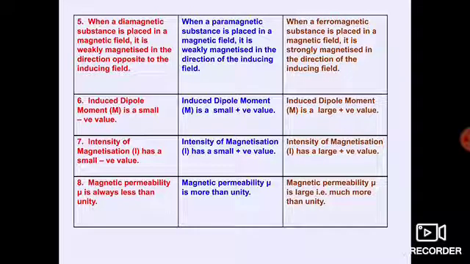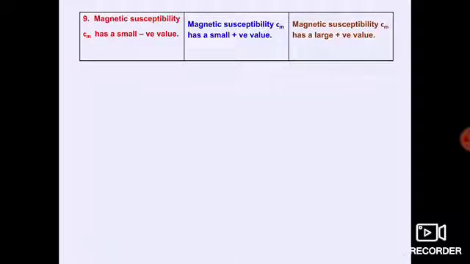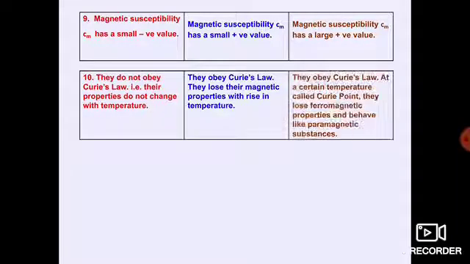Magnetic permeability mu is always less than unity. Magnetic permeability mu is more than unity. Magnetic permeability mu is large, that is much more than unity. Magnetic susceptibility Cm is a small and negative value. Magnetic susceptibility Cm has a small but positive value. Magnetic susceptibility has a large but positive value also.